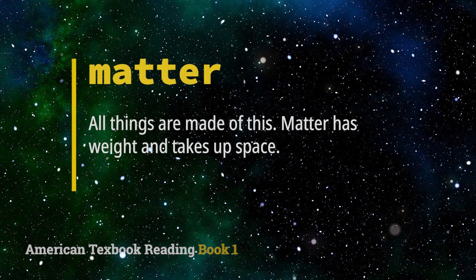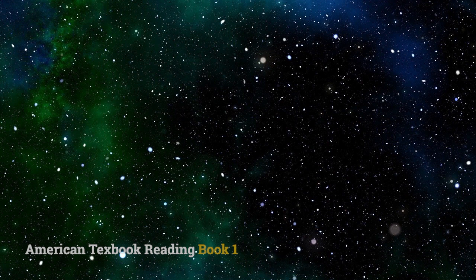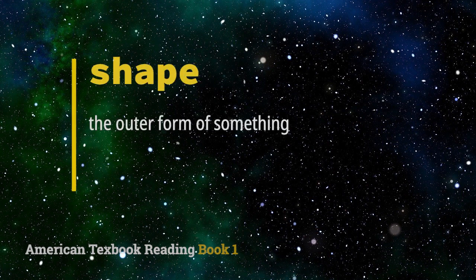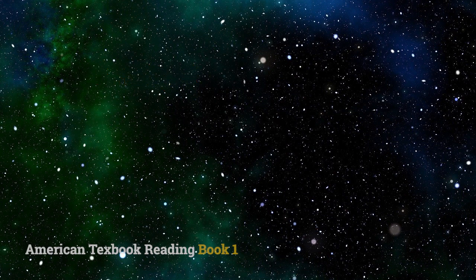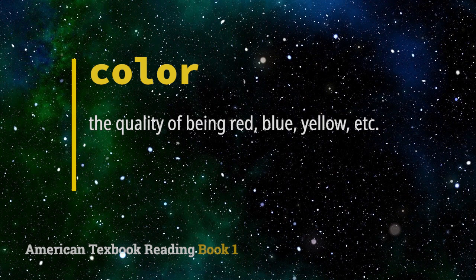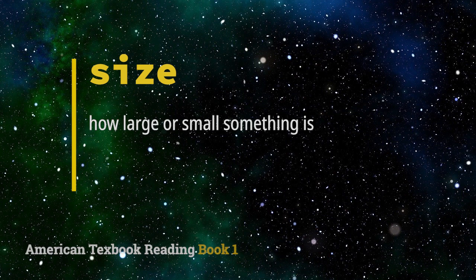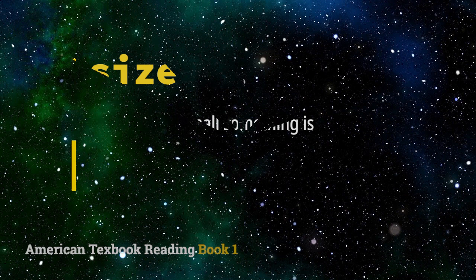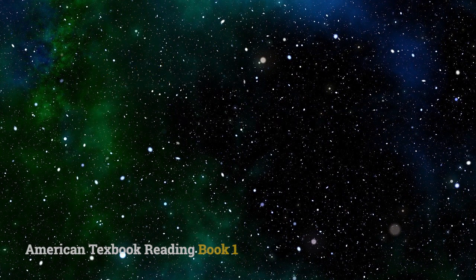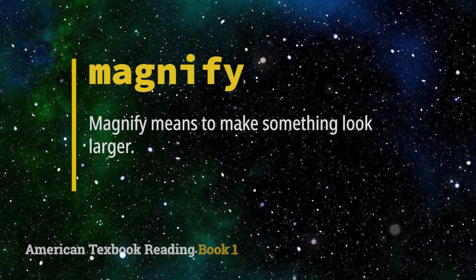Matter. All things are made of this. Matter has weight and takes up space. Shape. The outer form of something. Color. The quality of being red, blue, yellow, etc. Size. How large or small something is. Magnify. Magnify means to make something look larger.